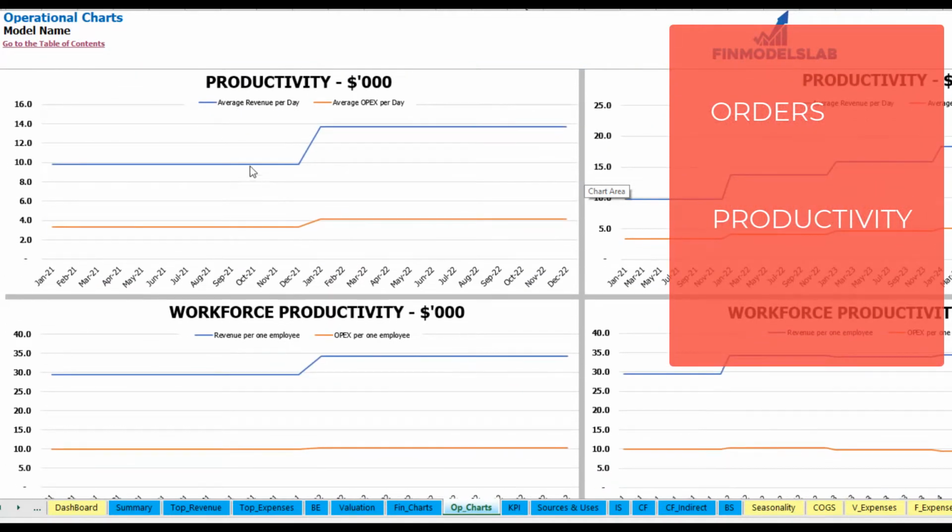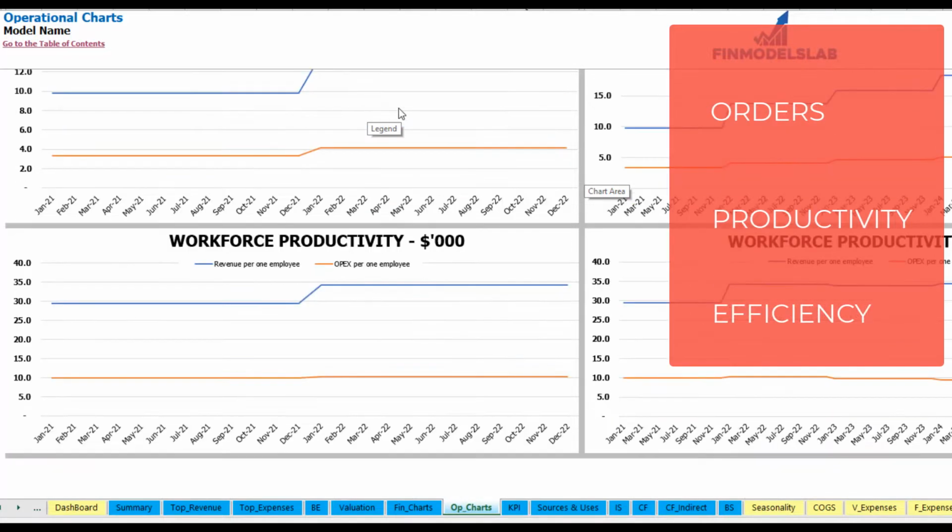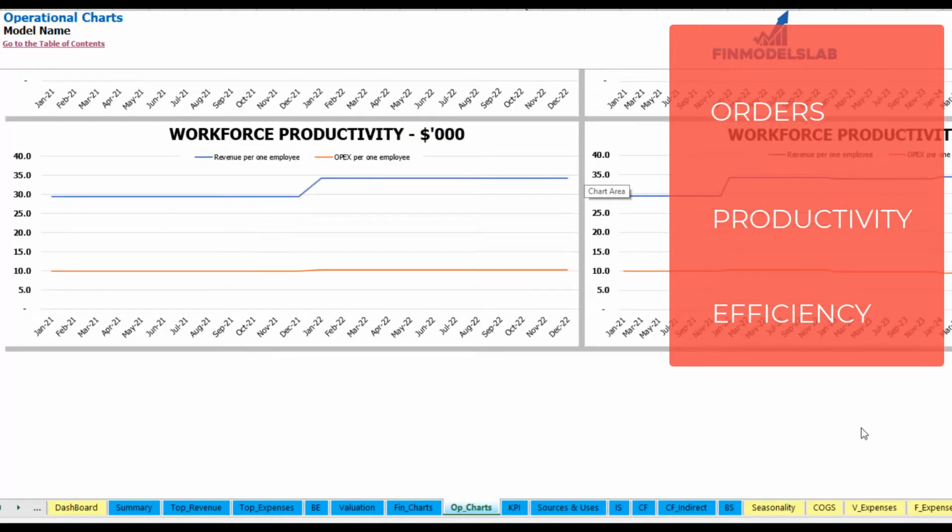The next couple of charts will show you the productivity, which is average revenue per day and average OPEX per day. And finally, on the last couple of charts, you may see the workforce productivity, which is revenue per employee and operational expenses per employee, broken down for 24 months on the left side and 60 months on the right side.